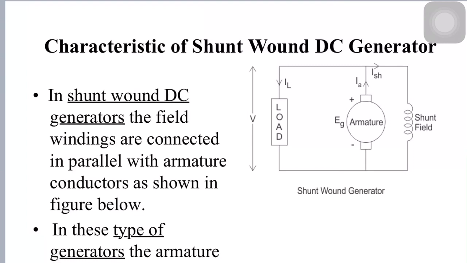In the shunt wound DC generator, if you observe the diagram, we can see how this generator is connected: the shunt field winding is connected in parallel with the armature.